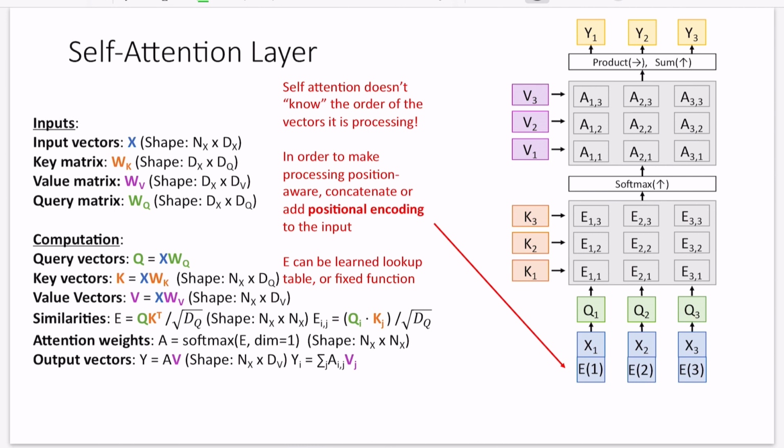Okay, to compensate for this, or in order to make the processing position aware, in the self-attention layer we often concatenate or add a position embedding, which is called PE. So position embedding is literally position embedding.